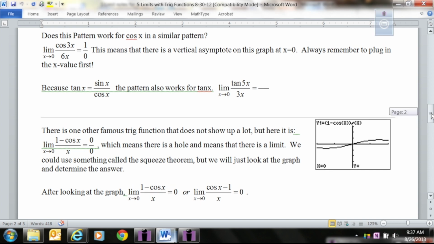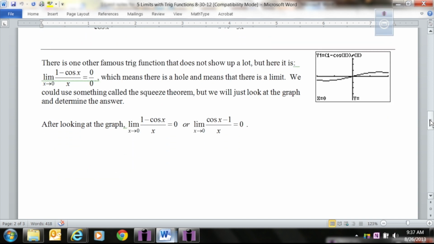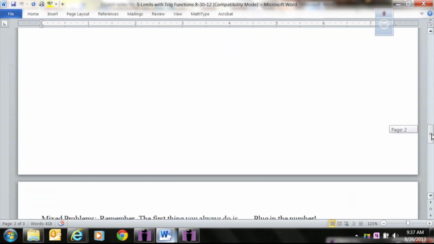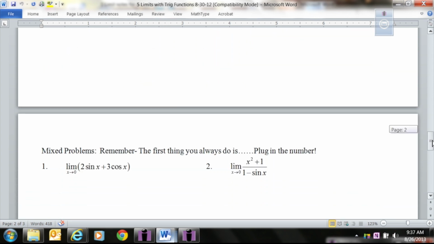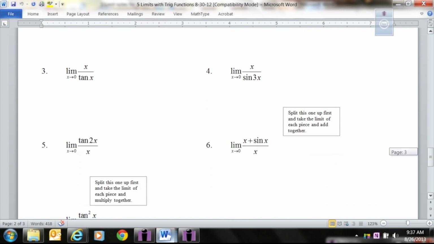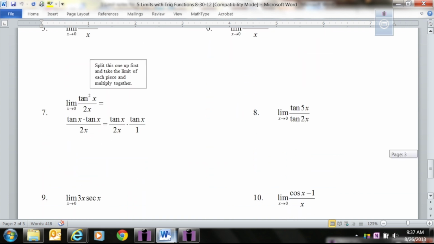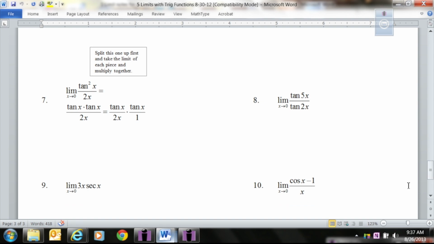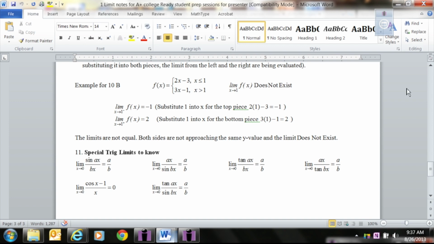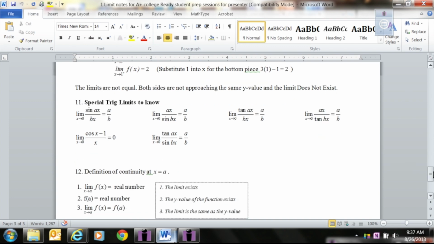So I didn't prove it by using a squeeze theorem, or by any kind of really hard method. It's just, let's look at the graph. It's a graphical approach to something they will have to use over and over again and recognize. There are some little tips about splitting things up first before they do it in order to find those. And then I just wanted to point out that it does say special trig limits to know, and so those are the ones they need to know.